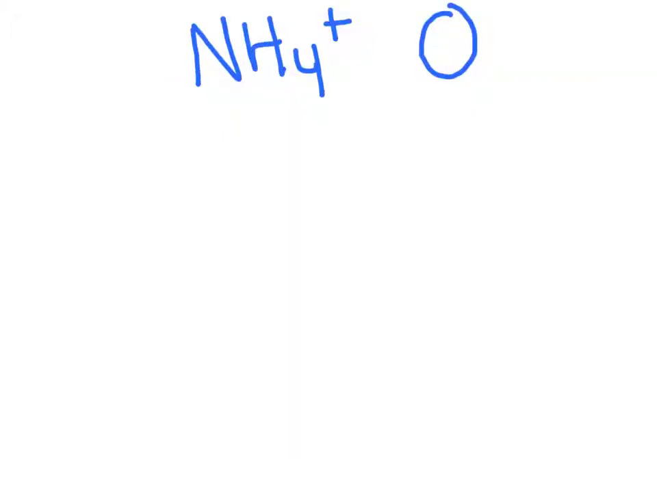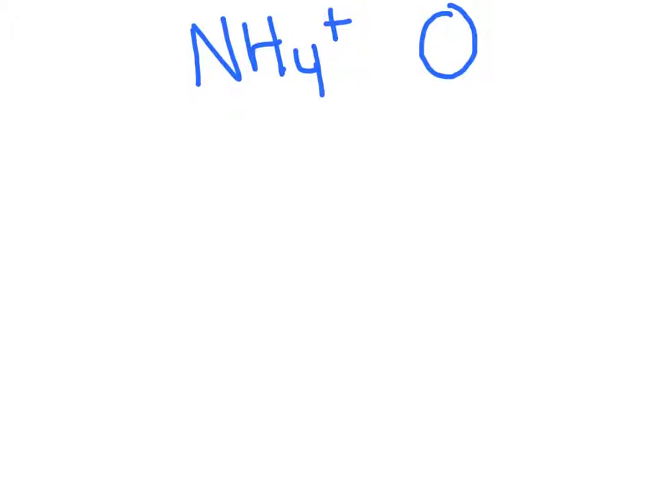So let's do another example. I am going to try to write the chemical formula for a compound containing ammonium and oxygen. Again, right away I notice this is a polyatomic ion because it has more than one element. It has nitrogen and hydrogen. So here's our polyatomic ion, and it's trying to bond with oxygen. Alright?